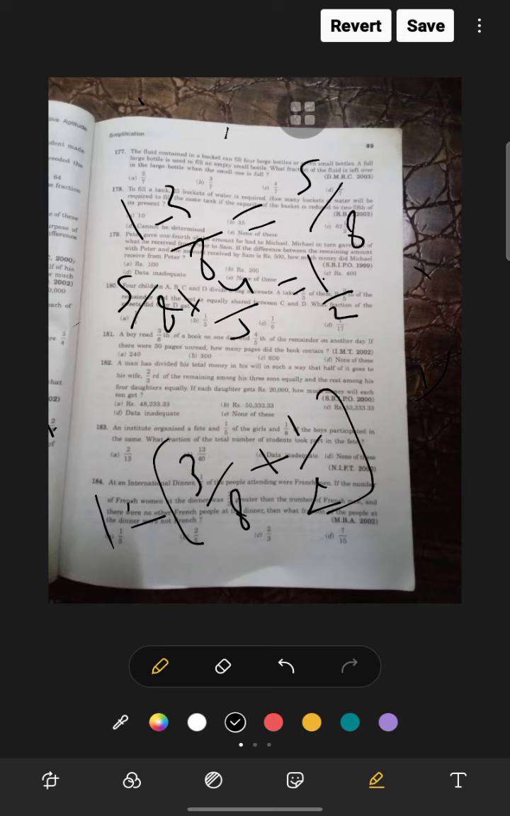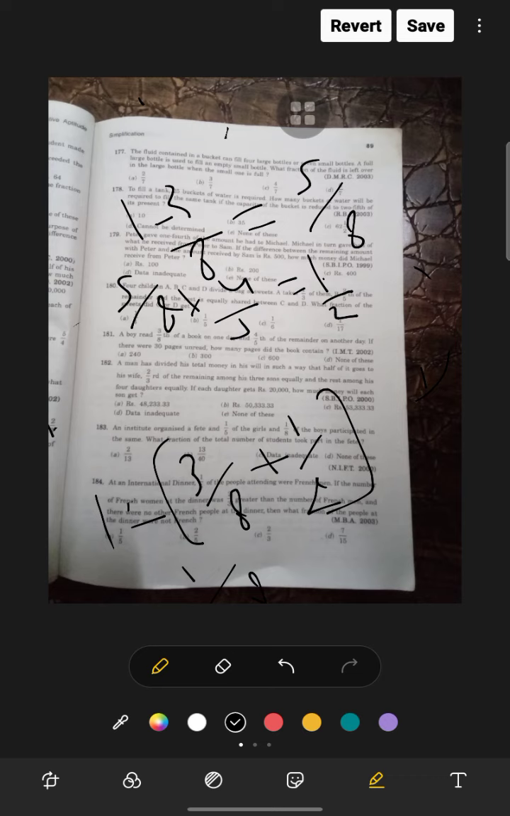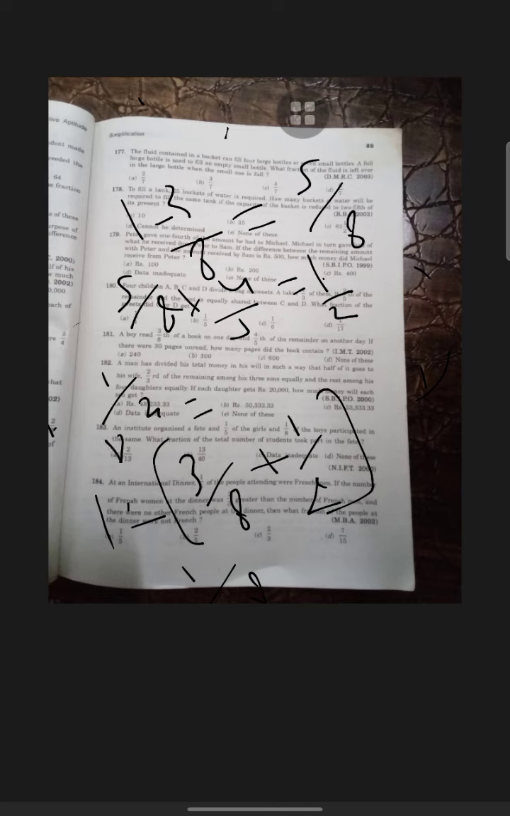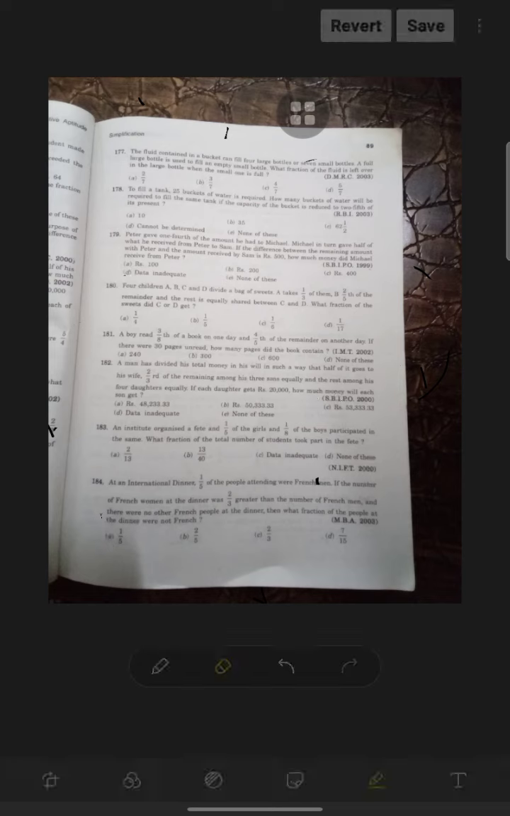So 3 by 8 part he read before, and next time he read 1 by 2. So now the remaining will be 1 by 8. Let the number of pages be x, then 1 by 8 x equals 30, because it says 30 pages are unread. So 1 by 8 is the unread part, and that is 30. So x will equal 240 pages. So it is 240 pages. This question is very important.